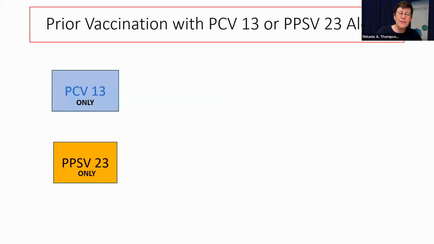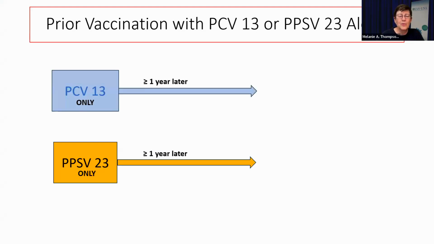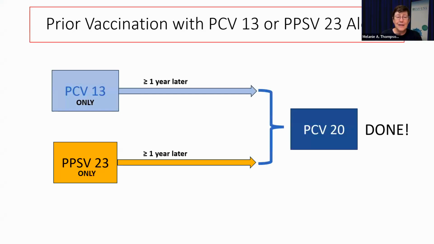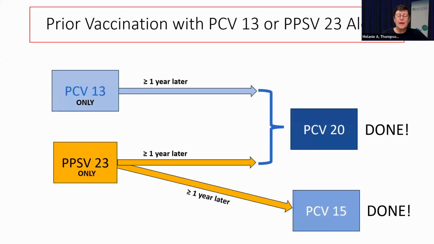If someone has prior vaccination with PCV13 or PPSV23 alone, then for either of those scenarios in 1 year, next, you can give them PCV20, and again, they're finished. Their vaccination series is done. Or next, if you give 1 dose of PCV15 to a person who has had the polysaccharide vaccine, they also are done. So it's getting simpler. Next.